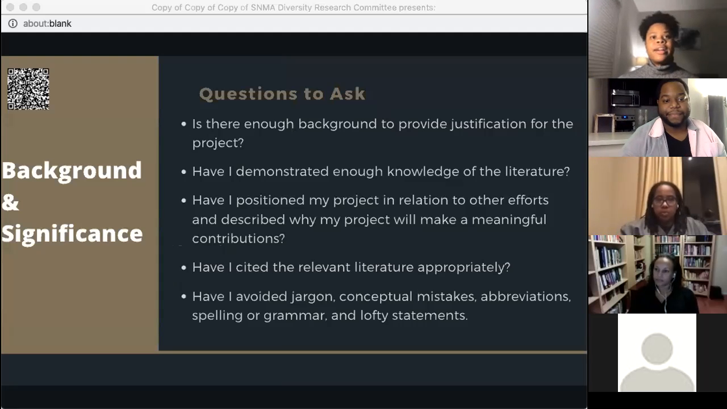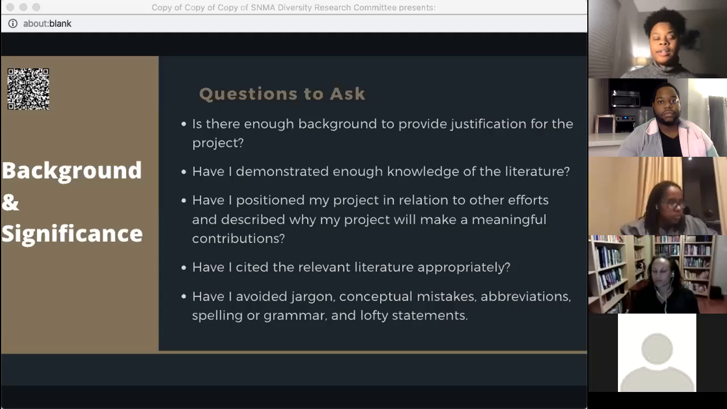Okay, so background and significance. Questions to ask after you write it. I found that if you say, hey, is there enough background information to justify this project? If there's not, that may be a scoping problem. Is it too broad or is it too narrow? Is there just not enough research, which you want to do?